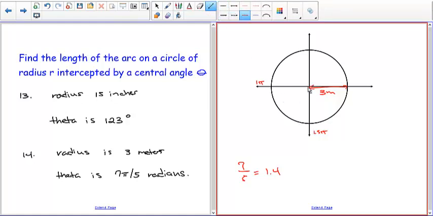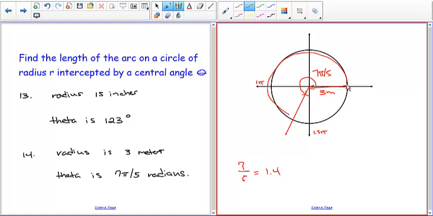So I'm just going to draw it like that. That's the angle. This angle here is going to be 7 pi over 5. And it's already in radians, so we don't have to convert things, which is nice. And the arc length we're talking about is this arc length that goes all the way around like that. Now, if we went all the way around, the arc length would be the circumference. This is going to be less.